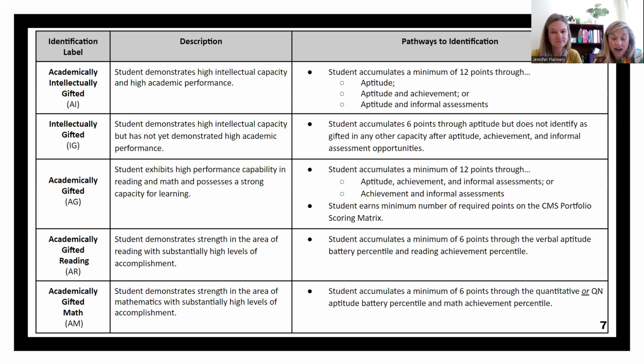CMS currently has 5 ways that students can identify as gifted. They are academically and intellectually gifted, AI, intellectually gifted, IG, academically gifted, AG, academically gifted in reading only, and we label that as AR, or academically gifted in math only, and that is AM.